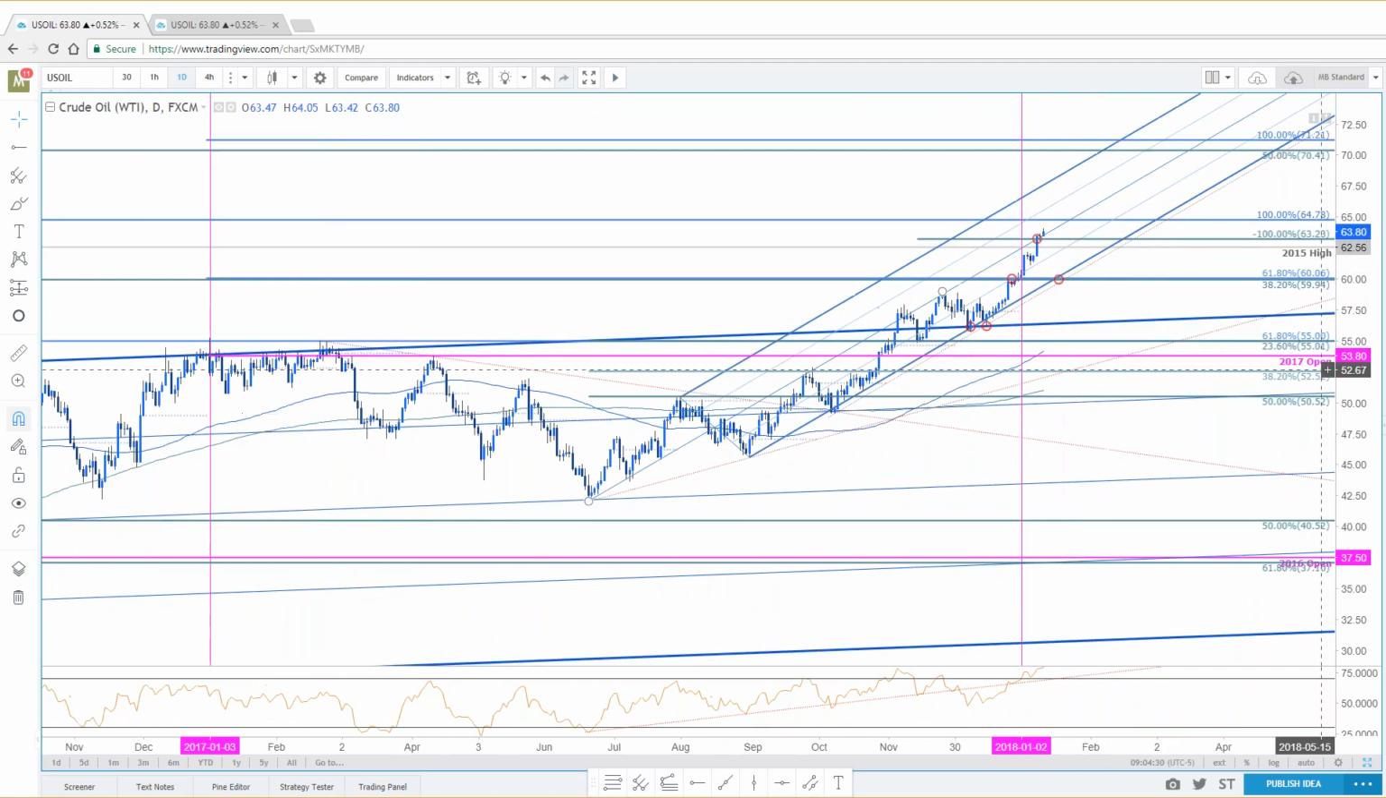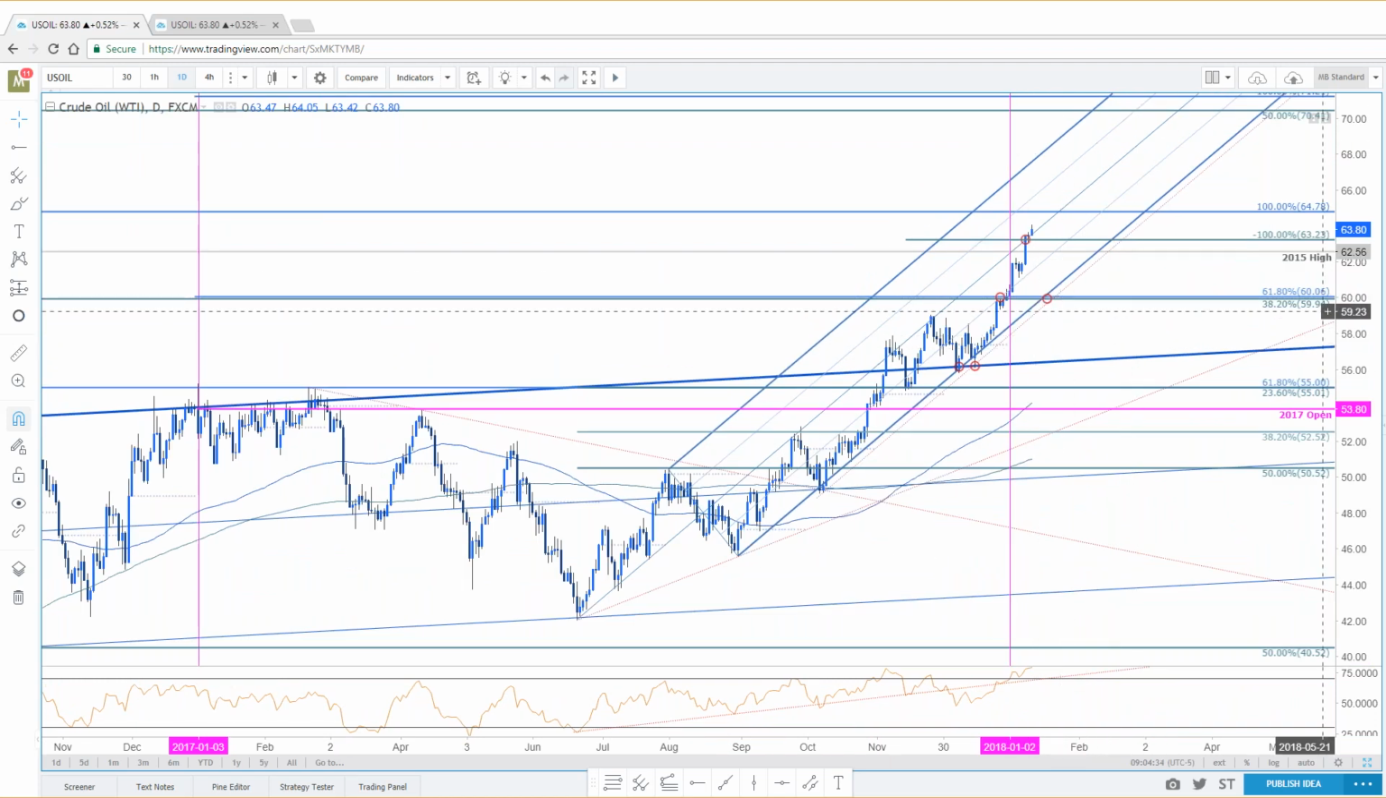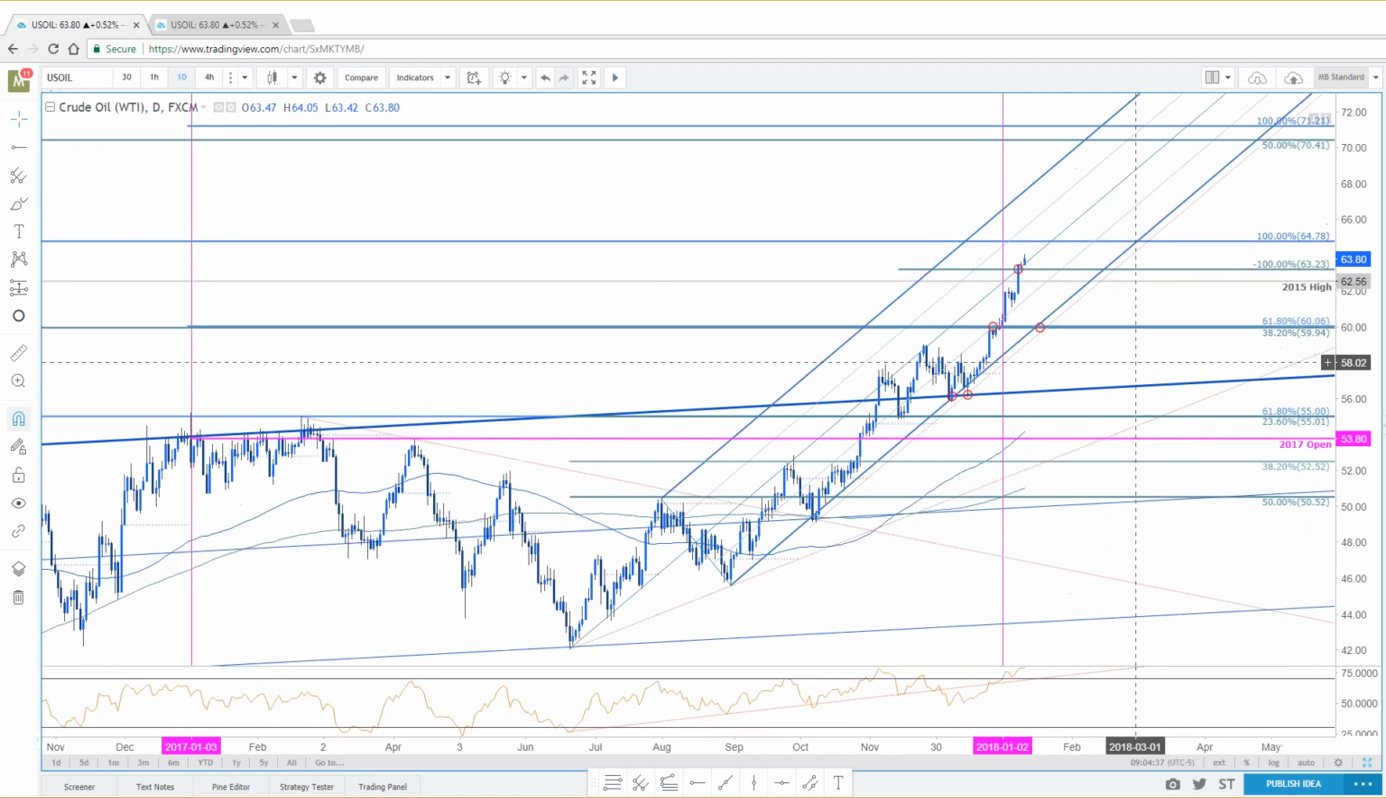Bullish invalidation for the broader uptrend obviously is all the way down at 60, 59.94. So for the broader uptrend, as long as we stay above 60, this thing is still constructive. Look for near-term resistance at 64.78. Any questions on crude prices? Number 7, number 8.